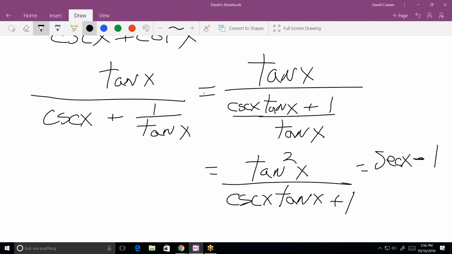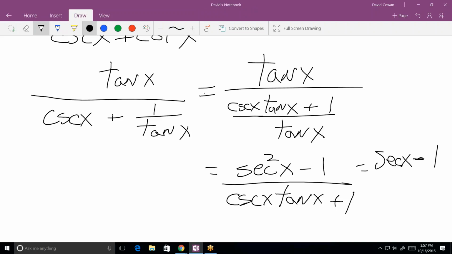Let's see. What can we do? The top. We can write the top in terms of secant. Yes. We're looking at a tangent squared, so let's replace that with what it is. What is it in terms of secant squared? Is it secant squared minus 1? Yes, it is. Okay. And that's going to help. You'll see. So, how are we going to get rid of that secant?